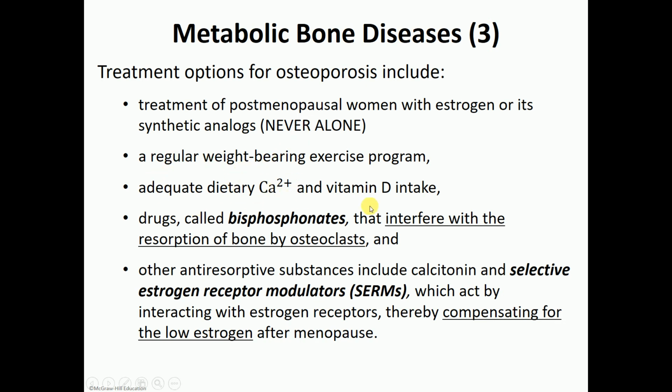Adequate dietary calcium and vitamin D intake. Remember, calcium intake without vitamin D is pretty much useless. We've got some drugs, for example, bisphosphonates, that interfere with the resorption of bone by osteoclasts. We also have SERMs, known as selective estrogen receptor modulators. So instead of giving them estrogen and dealing with its side effects, we can give them something that is an estrogen receptor agonist. It'll attach to the estrogen receptors, leading to the same effect as estrogen in order to compensate for the low estrogen after menopause.